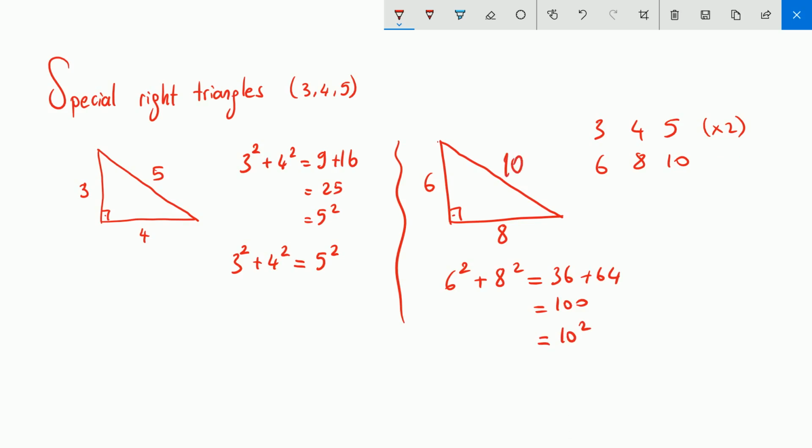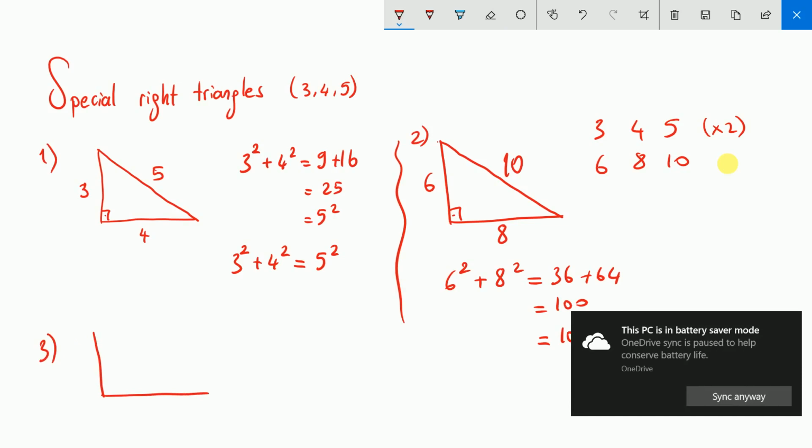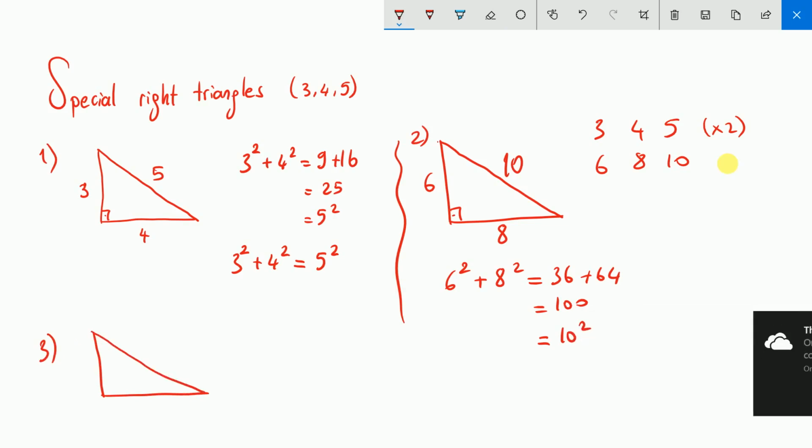And I can extend these examples, giving you another example. Here is, let's say, example 1, 2, and finally example 3. Example 3 is a little bit different. Here is, let's say, 12, and here is 90 degrees, and here is 16. So what is going to be the longest side?